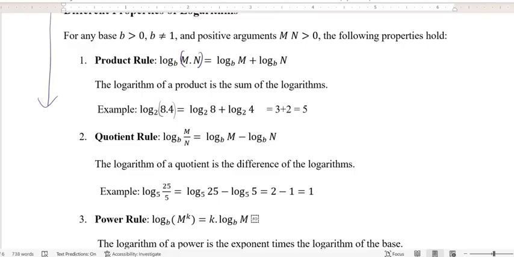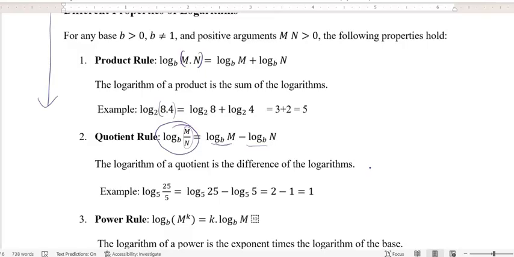Okay, there's one for division. The log base b of a quotient translates to two separate logarithms, and you're going to take the difference of two separate logarithms. All right, so here's an example. You could do this two ways. The log base 5 of 25 over 5 is the log base 5 of 5, right? So the log base 5 of 5 is 1. 5 to the 1 is 5. So we know this should be 1.